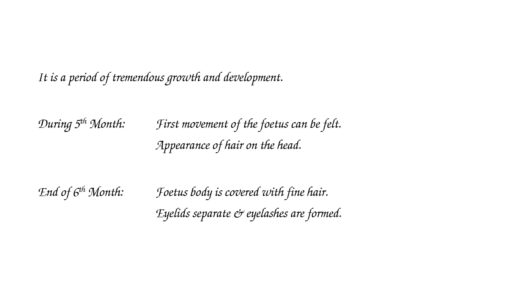During the fifth month, the first movement of the fetus can be felt by the mother, and the appearance of hair on the head we can observe during the fifth month. And at the end of the sixth month, the fetus's body is covered with fine hair. Body hair is developed by the end of the sixth month, and eyelids are separated and eyelashes are formed at the end of the sixth month of pregnancy.